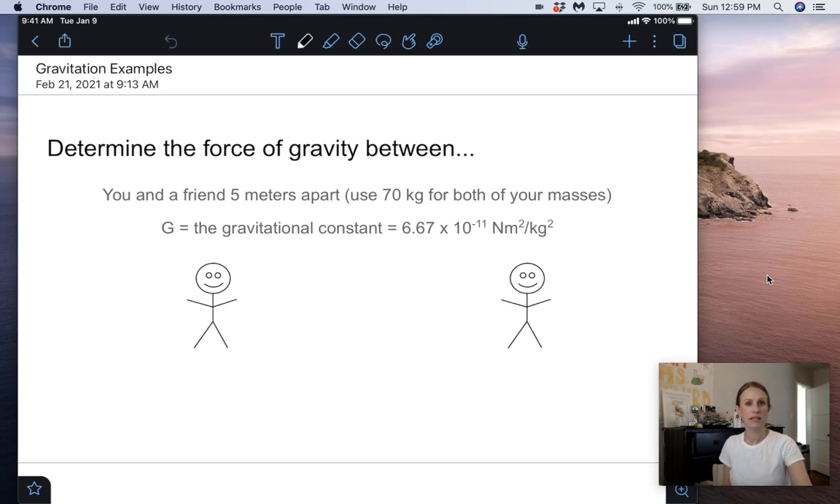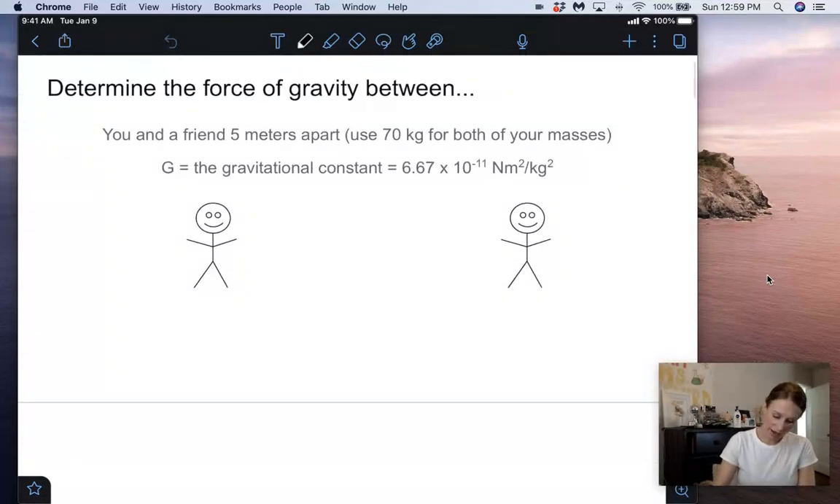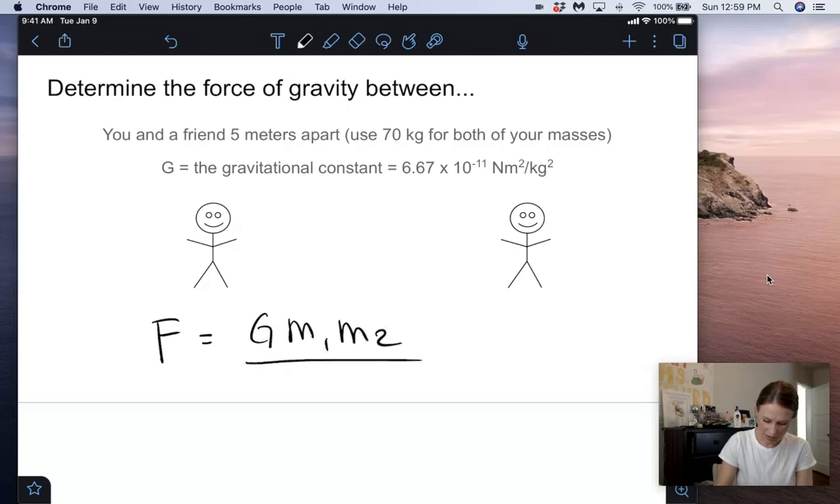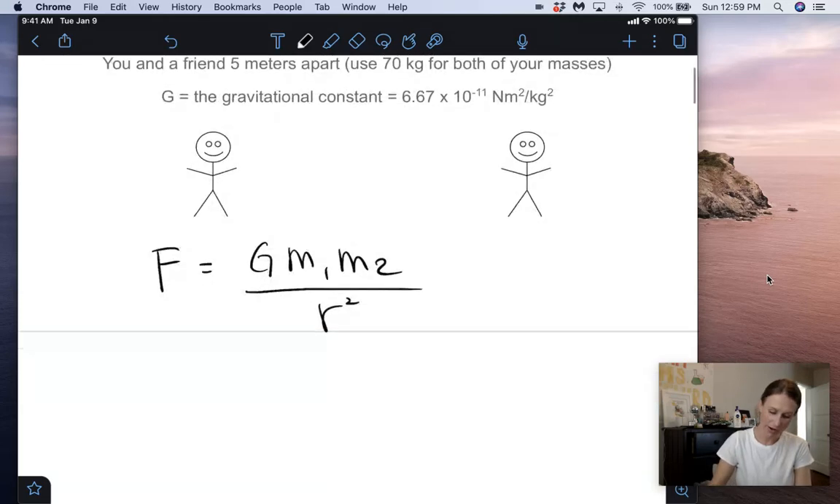All right, so here's our first example for gravitation. We have to determine the force of gravity between you and a friend 5 meters apart, and we want to use 70 kilograms for both masses, and then big G, of course, is 6.67 times 10 to the negative 11th. So we know that the force of gravity, Newton's universal law of gravitation, is big G times mass 1 times mass 2 divided by r squared.